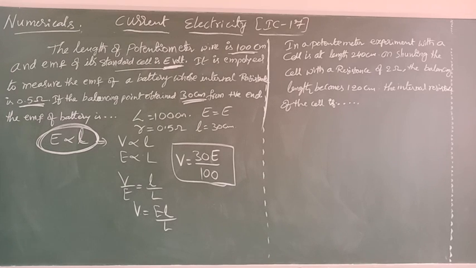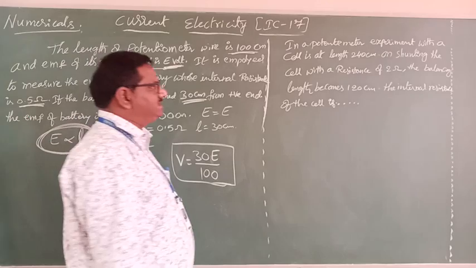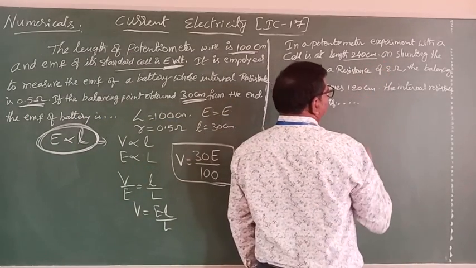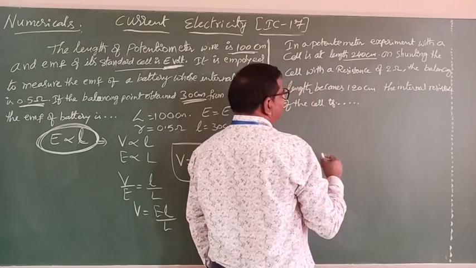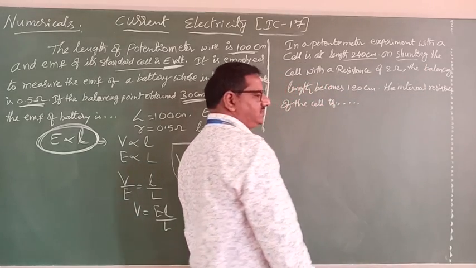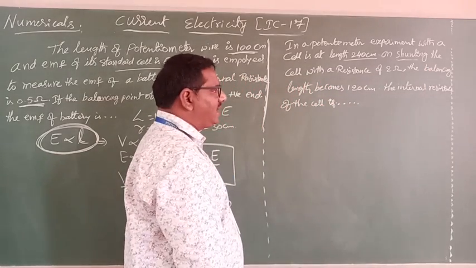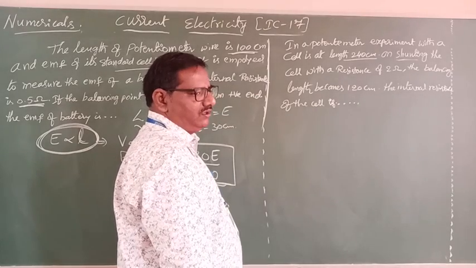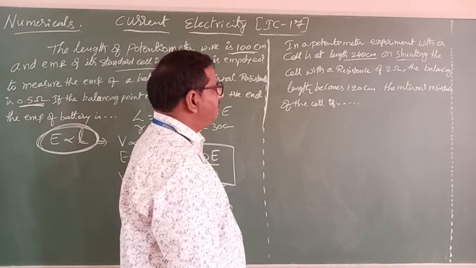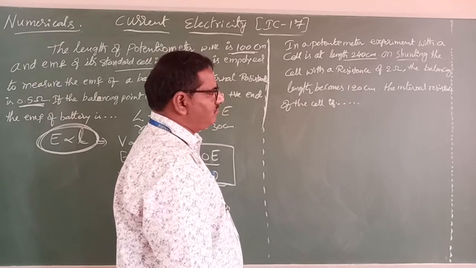And one more they gave. What is it? See, one more sum is there: the potentiometer experiment with a cell at a length given, on shunting. And you know what shunting is? Shunting is nothing but a small resistance connected in parallel to that cell. That is called shunting. Cell with a resistance of 2 ohms.